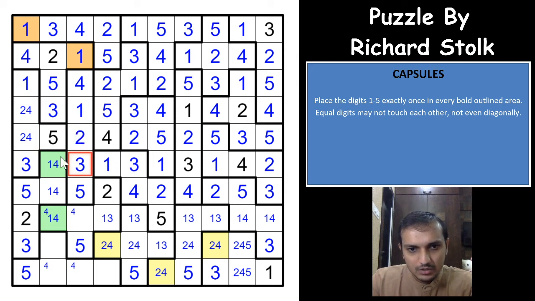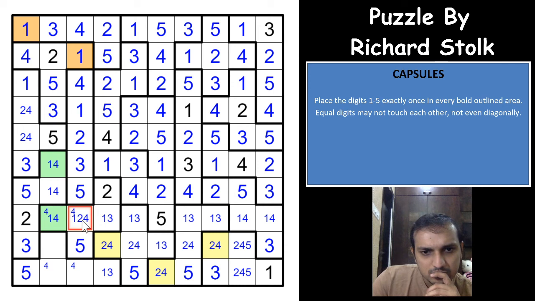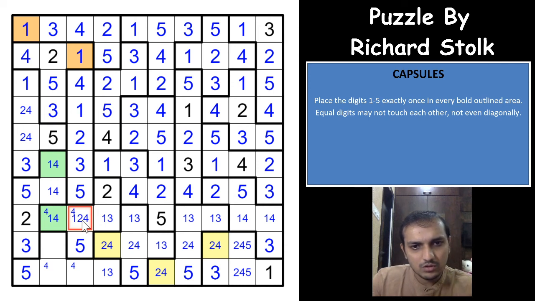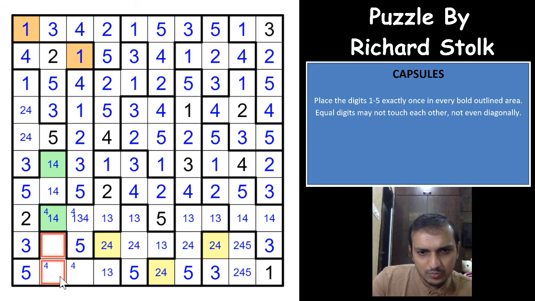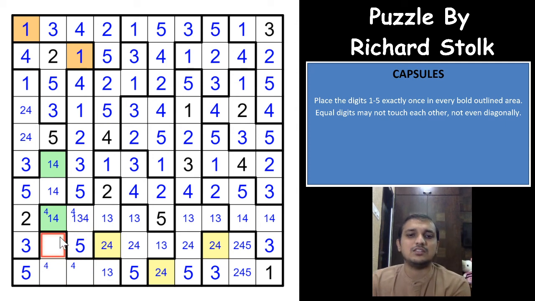Okay. I'm missing something. You cannot have 2, 4, 5 here. This cell would have to be 1, 2, 4, I'm sorry. 1, 3, 4. 3 cannot be any of these two cells. 3 would have to be in one of these two cells. 2 cannot be here. So this cell, oh guys, that's awesome.